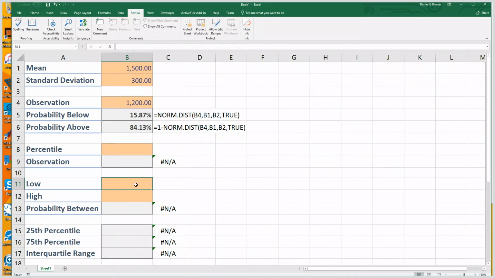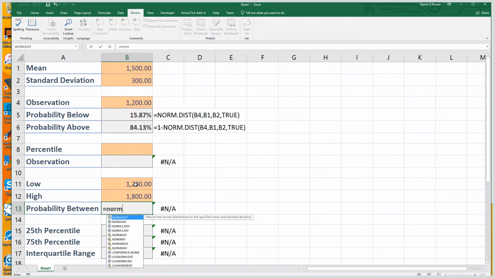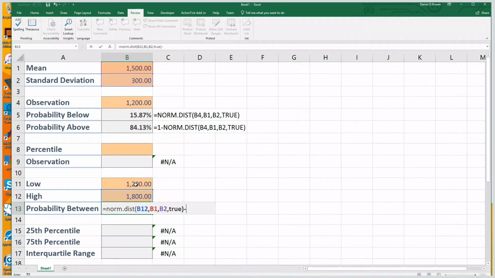If, for example, I want the probability between two observations, say the probability between 1200 and 1800, then I simply use norm.dist on the larger number minus norm.dist on the smaller number. So norm.dist of 1800, mean, standard deviation, true, minus norm.dist of 1200, mean, standard deviation, true, and the probability of being between 1200 and 1800 is about 68%. And given that 1200 and 1800 are one standard deviation from the mean, that's about right.